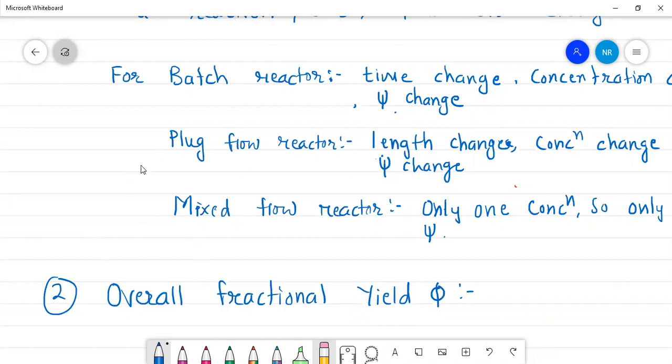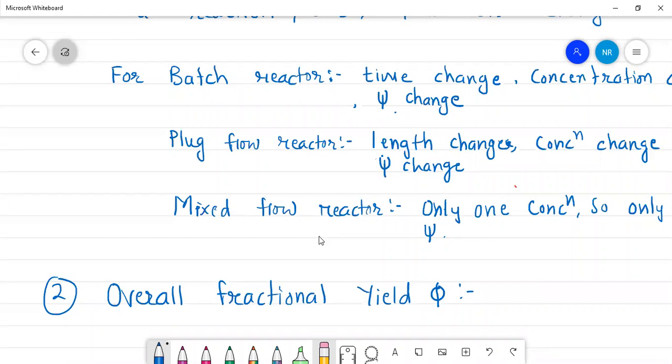Now we said that instantaneous yield is with respect to time for a batch reactor, and with respect to length for a plug flow reactor, and we have only one value for the mixed flow reactor, so we don't worry about it.